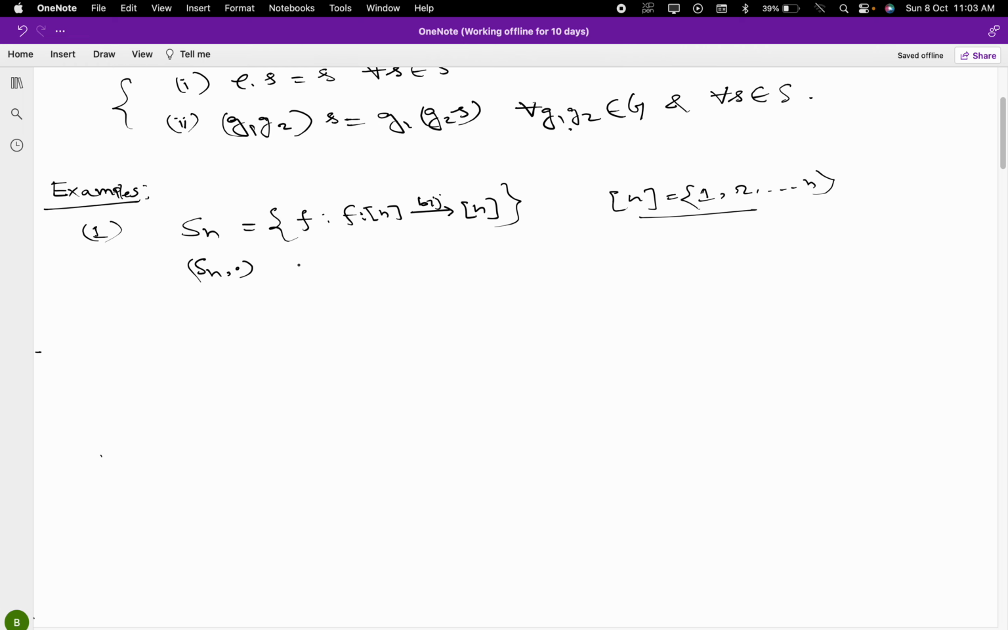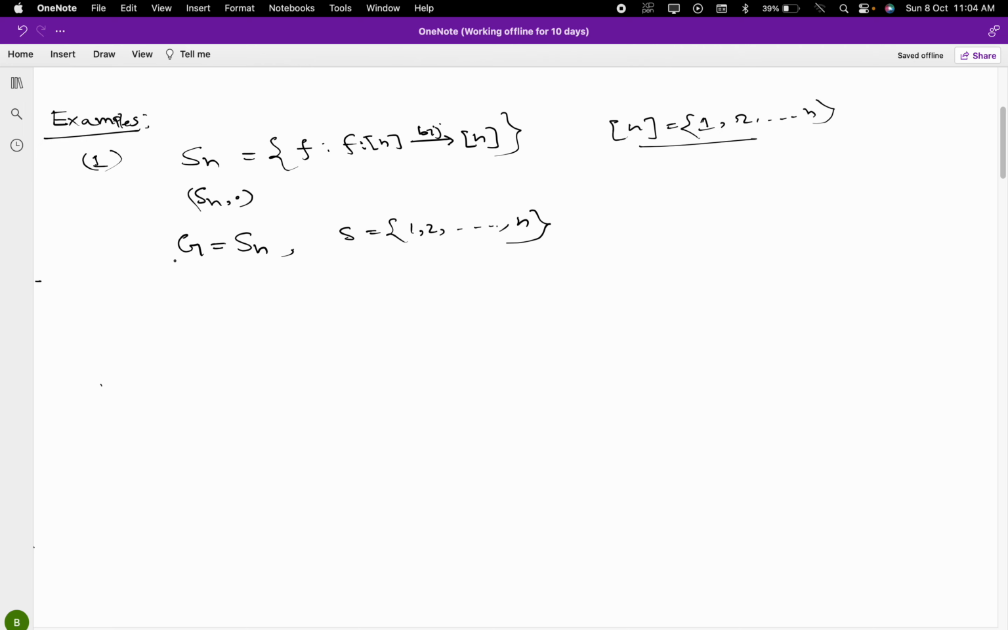You take Sn as the group, and you take the set S as 1, 2, 3 up to n. So you take G as Sn, and S to be this finite set 1 up to n. Does there exist a function from G cross S to S satisfying this property: e dot s goes to s for every element s inside S, and g1 operated with g2 operated with s is the same as g1 of g2 of s? Does there exist such a function?